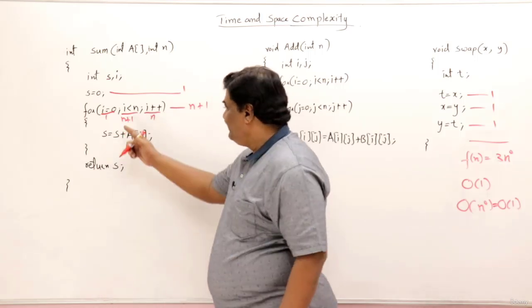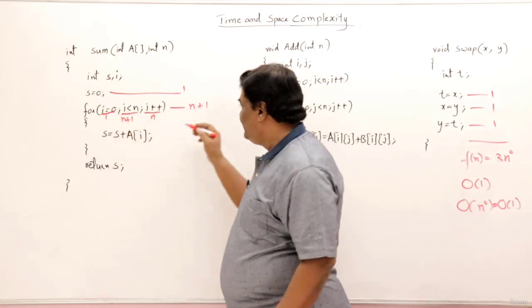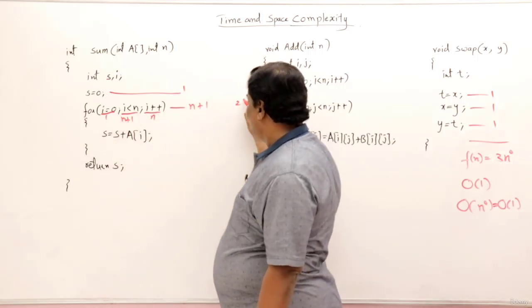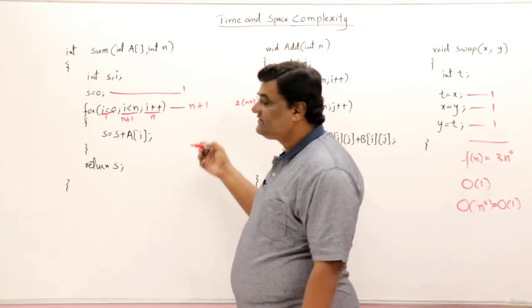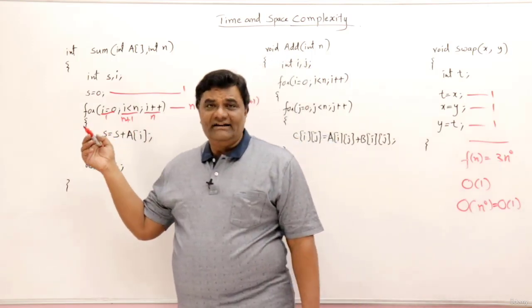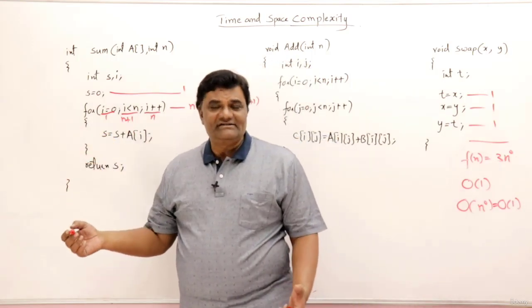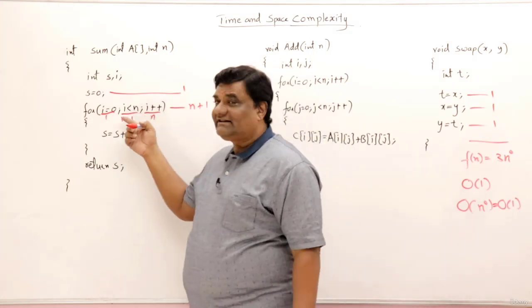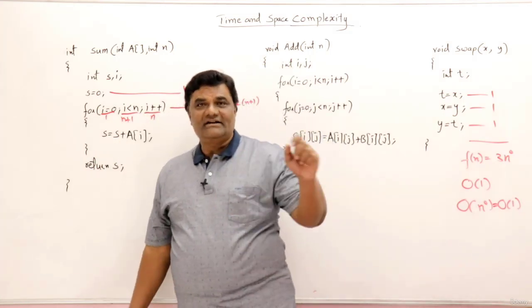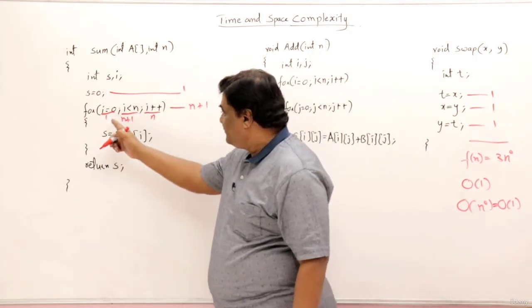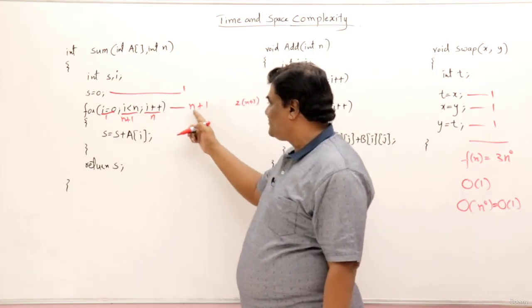Then you can ask me why you are leaving this one and this one. Okay, if you want to include, then it should be 2n plus 1. That's your choice. But mostly we find it like this in textbooks, every author says this one. We mostly focus on the conditional statement, so I am writing the conditional statement. Otherwise, if you sum up all these, this is 2 times n plus 1.